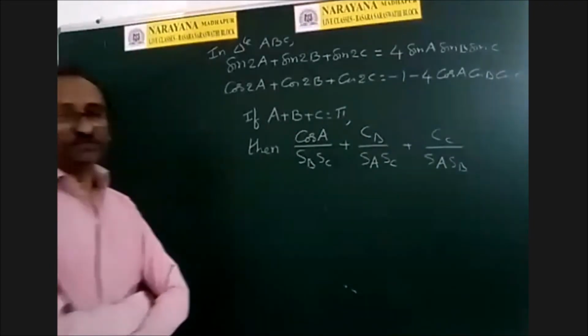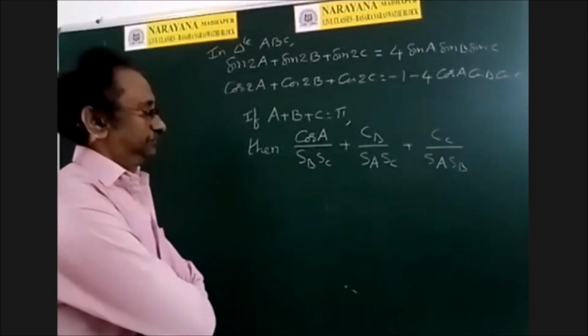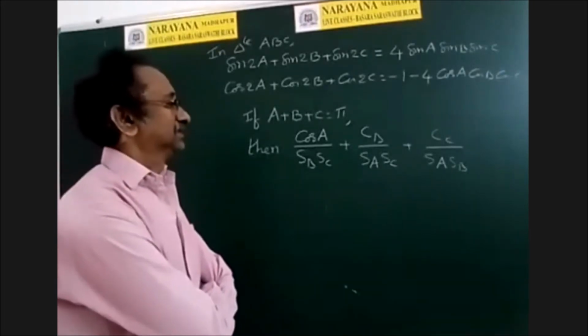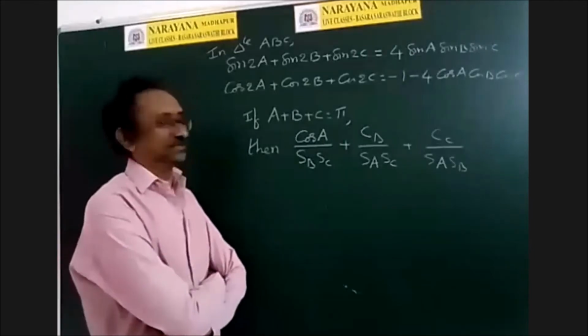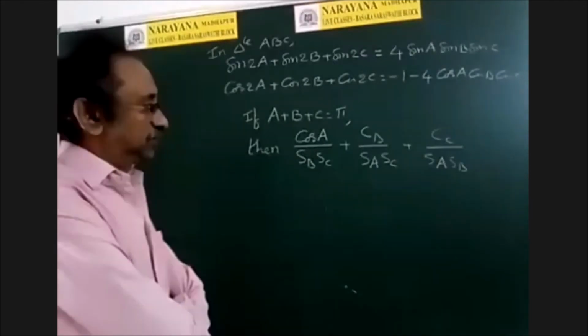If A plus B plus C is equal to pi, then what is cos A by sin B sin C plus the remaining two terms are like that only.